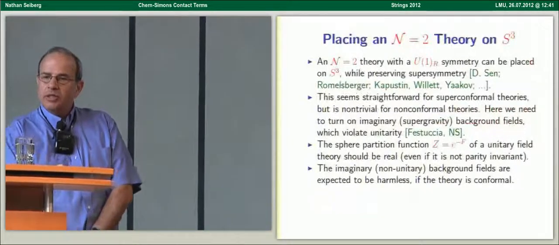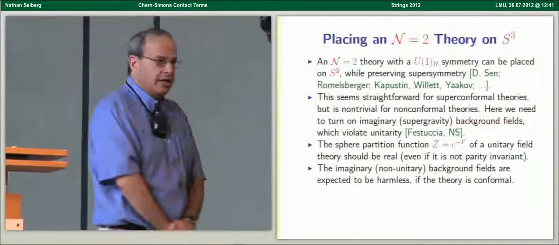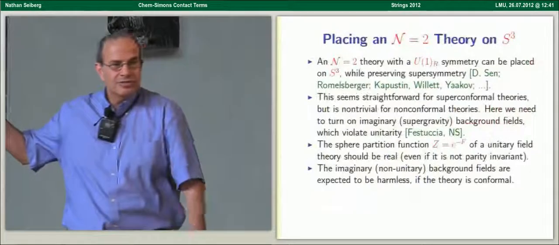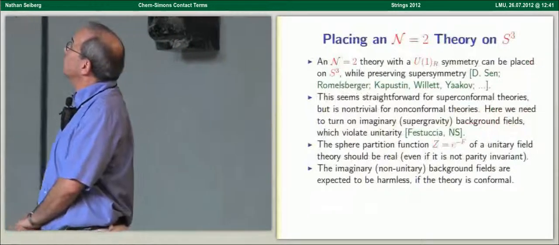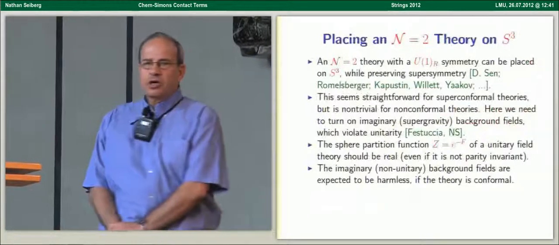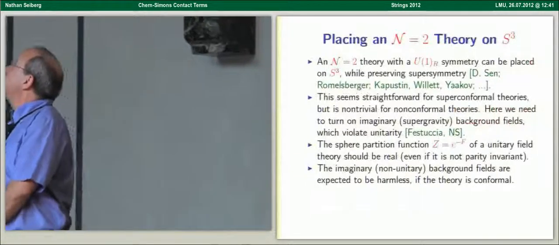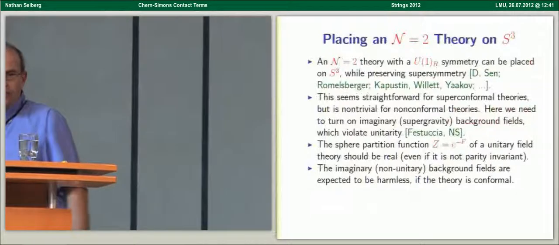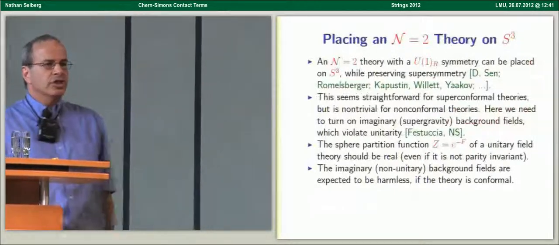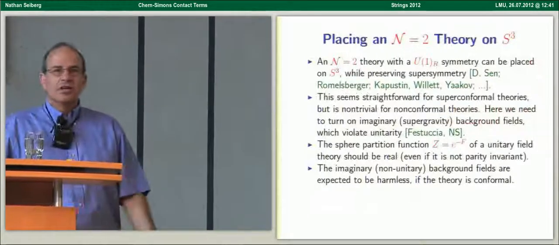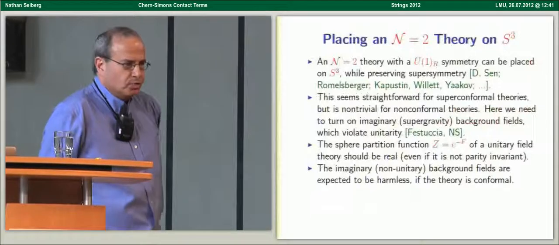So how can we do that? Well, this was first done by Diptiman Sen in a widely ignored paper in 1984. This is not Ashok, it's somebody else. And was taken on more recently in the 90s by Rombelsberger, but really caught fire with the beautiful work of Kapustin, Willett, and Yakov, and many, many other followers. So they put the theory on a sphere and used localization to compute the partition function and found all sorts of marvelous results.